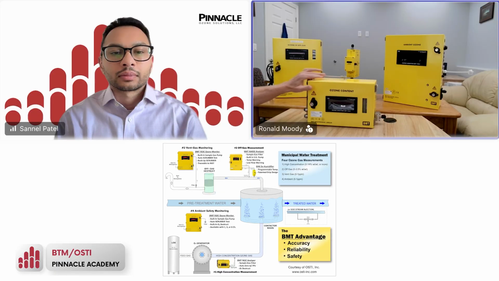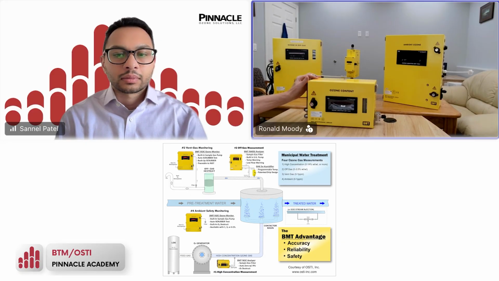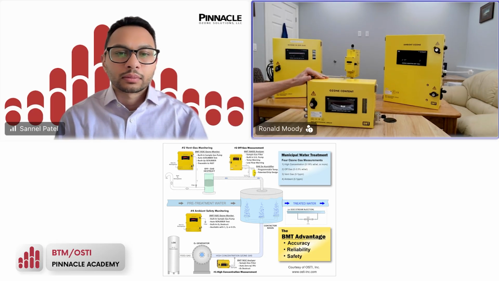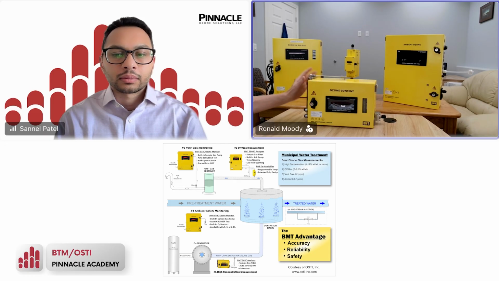The first measurement point is always the output of the generator. It's going to be the high concentration. So every process is given a target for ozone production, usually somewhere between 7 and 20% by weight. And so what will sit at the outlet to the generator is a high concentration ozone monitor. Here's an example of one I'm touching right here, okay?